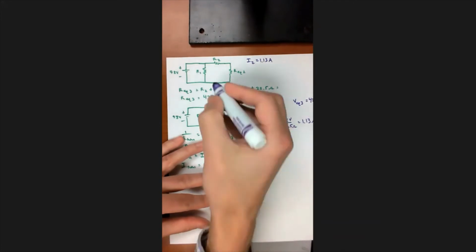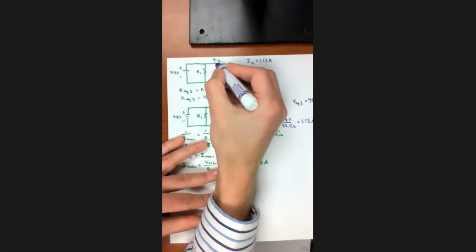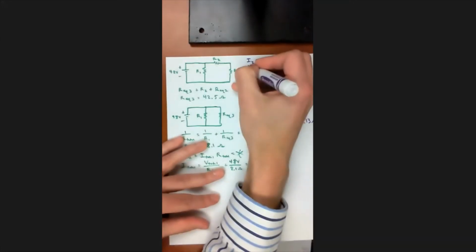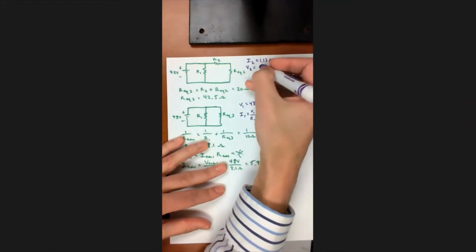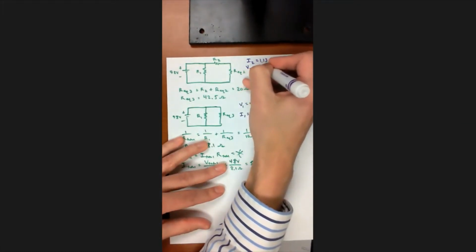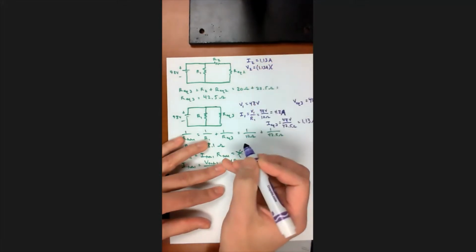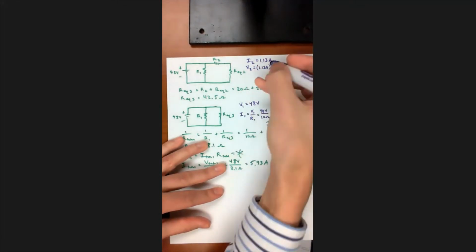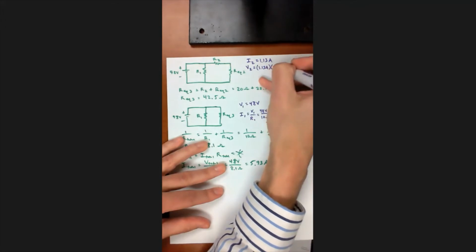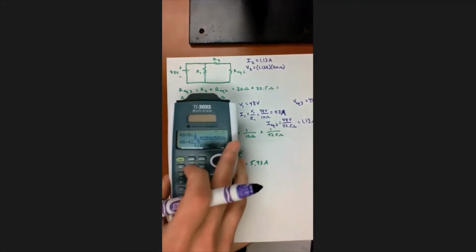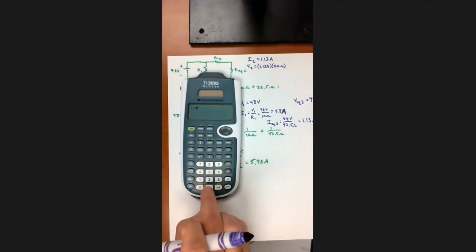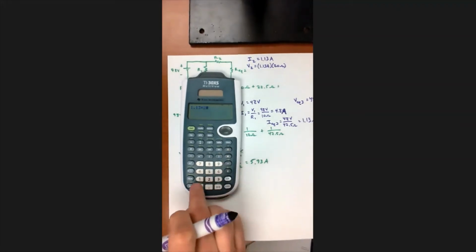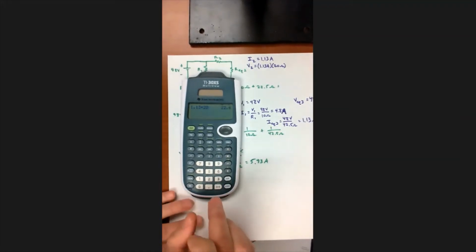And if I know I2, I also know R2, so I can find V2. V2 equals I2 R2 from Ohm's law. I2 is 1.13 amps, and R2 was 20 ohms. So I could probably do that in my head, but I'm going to do it in the calculator just to make sure. 1.13 times 20 gives me 22.6.